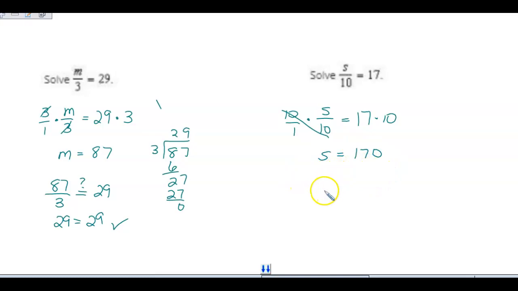If I were to test this, I would replace s with 170, divide that by 10. Is this a true statement? Yes, it checks out.